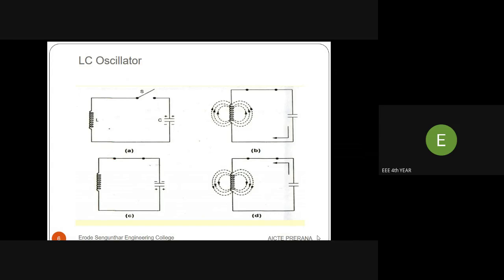Now let us assume the capacitor is initially charged from the DC source with the polarity such that the upper plate of the capacitor is positive and the lower plate is negative. When the capacitor is fully charged, electrostatic energy is stored in the capacitor. But the capacitor is connected in parallel to the inductor, so the capacitor discharges through the inductor in one direction. We are assuming the direction is clockwise.